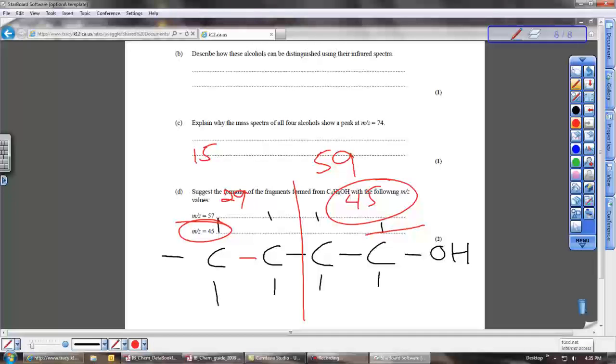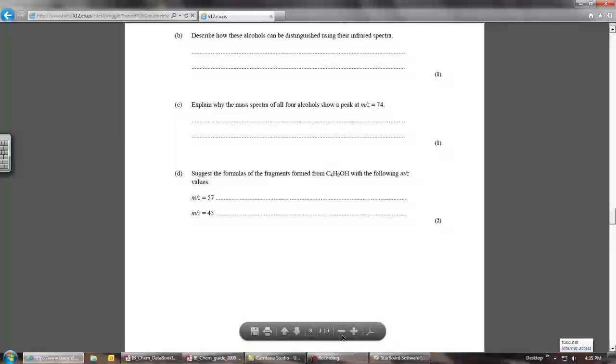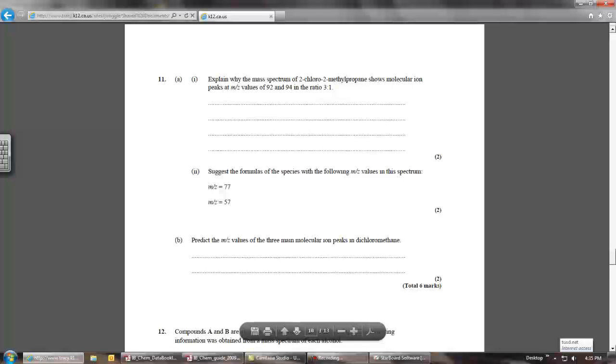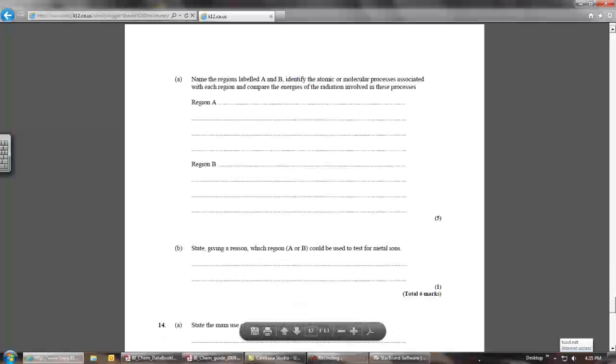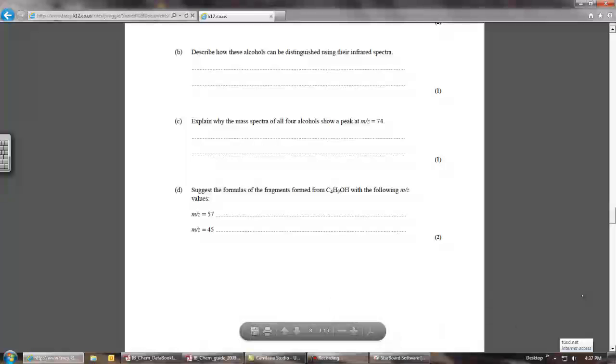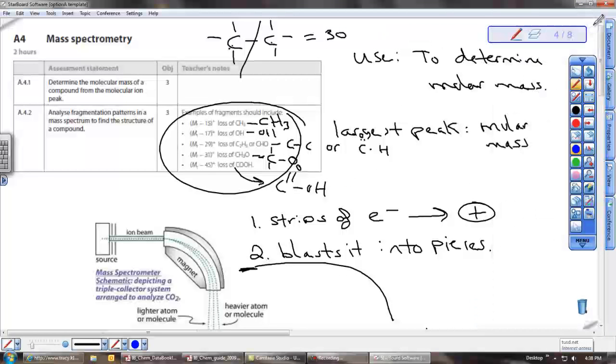Okay? Let's go ahead and go forward a little bit and see if I can find another example. Let's see. Yeah. Would it break off just the OH? Yes. So we've taken care of 2 of the techniques. I gotta pause this again.